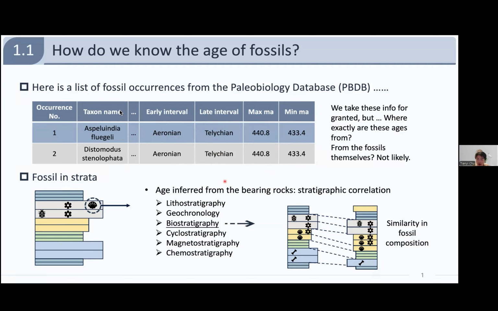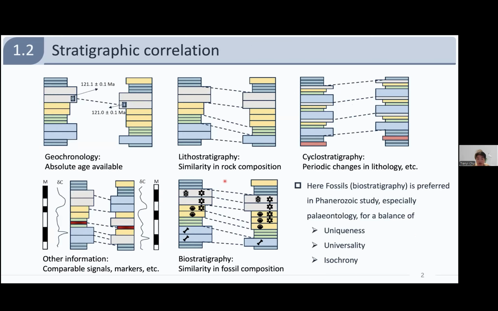This involves various methods like lithostratigraphy, geochronology, biostratigraphy, chemostratigraphy, and so on. We have different ways to do stratigraphic correlations, but fossils or biostratigraphy is preferred in Phanerozoic study, especially paleontology. For a balance of uniqueness, universality, and isochrony.